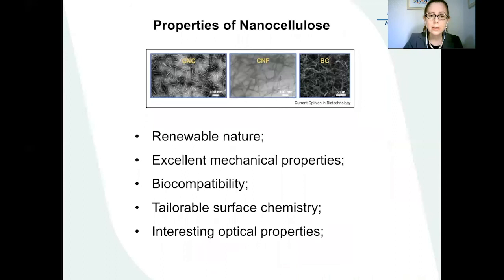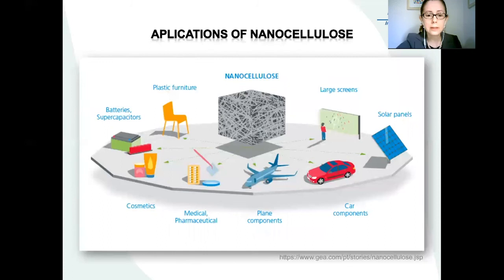And what makes nanocellulose so interesting is the properties of this nanomaterial, such as its renewable nature, which can be obtained from several sources, including agroindustrial residues. It has excellent mechanical properties due to its high surface area. It's biocompatible and may have applications in the pharmaceutical and medical fields. The chemical surface of this material also can be modified depending on the application. And it also has interesting optical properties and can be used in electronic devices, sensor industries, and so on. And all these properties have stimulated the interest of several potential applications in the medical industries, cosmetics, automotive sector, new materials, sensors, and so on.